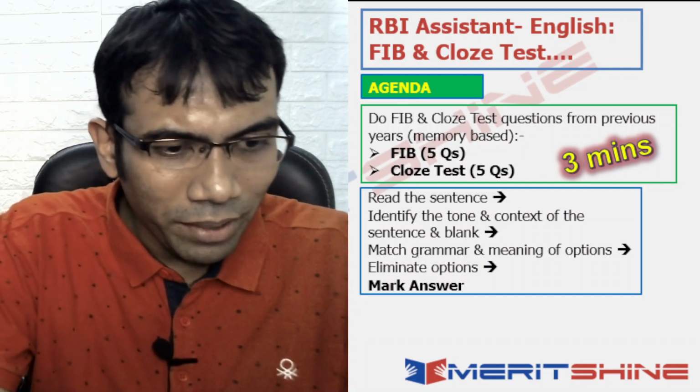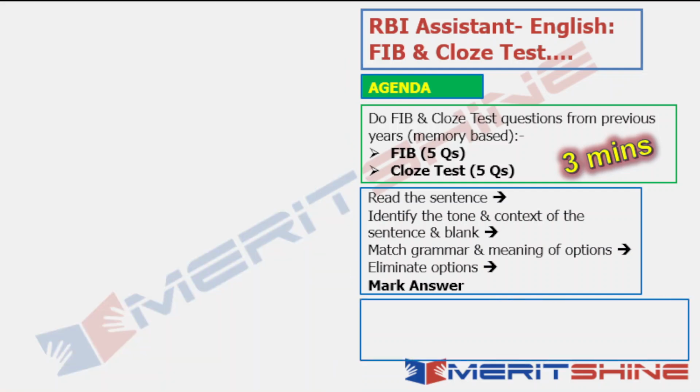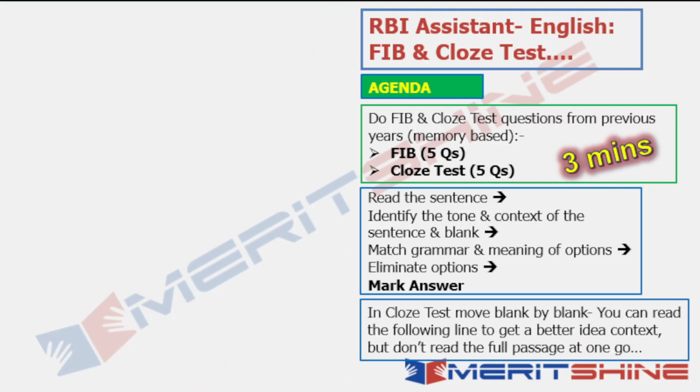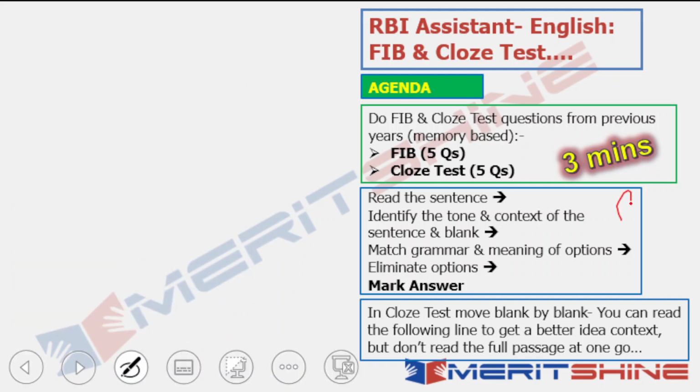Okay, so let me move out of the screen. We would start with the questions, but before that, let me also tell you something. In Cloze test, for example, so this was FIB. In FIB, you would read the sentence, identify the tone and context, match the grammar, and mark the answer. The same thing would also happen in Cloze test. But in Cloze test, we will move blank by blank.